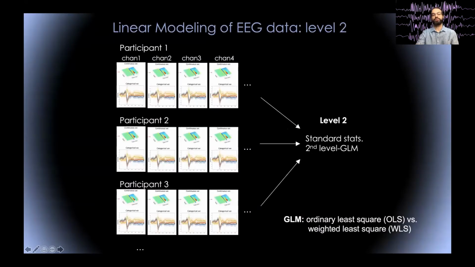And then once you've done that, you can do a second level analysis. So again, that's very similar to what SPM is doing, where you've done that for every single participant and every single channel. And then you can do some group analysis on these beta parameters you obtained at every single level. And there's different types of optimization. You can use ordinary least squares, you can use weighted least squares.